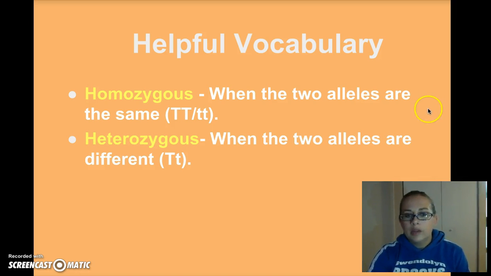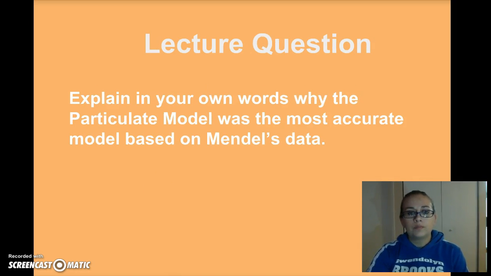Individuals that are homozygous dominant are going to show the dominant form. Individuals that are homozygous recessive will show the recessive form. And then individuals that are heterozygous, because they have that dominant allele, will show the dominant phenotype. So in the case of the T's, that means the individual that is heterozygous would be tall.